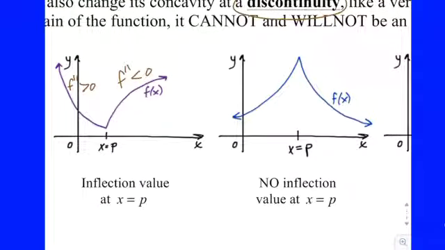This one is also an inflection value, yes or no? Is it an inflection value? Well, let's see. It's concave up, so the second derivative is positive to the right. What is it on the left? Concave up or down? It's still concave up. So it's not an inflection value.